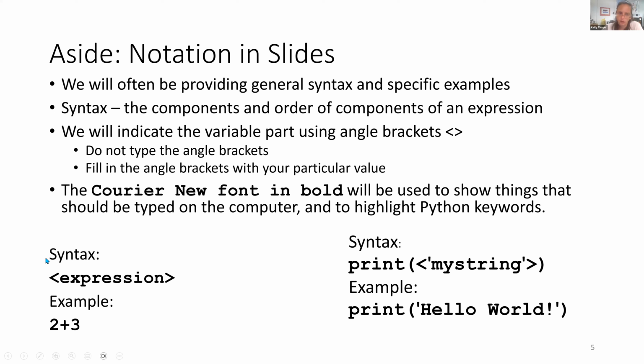So typically, when we're talking about something new, I will show you the syntax in a more general way, like, for example, print my string. And then I will also show you some more detailed example below where I've actually substituted in some particular instance. So this is the more general way, and this is the more specific way. And what we're showing you here is which parts are going to be common to all examples. And then here is one particular example for you to be able to use. I'll also use the Courier New font in bold to show you things that should be typed out on the computer and to highlight the Python keywords so you will recognize those. It kind of looks like typing on the computer. That's what I'm trying to suggest with that.